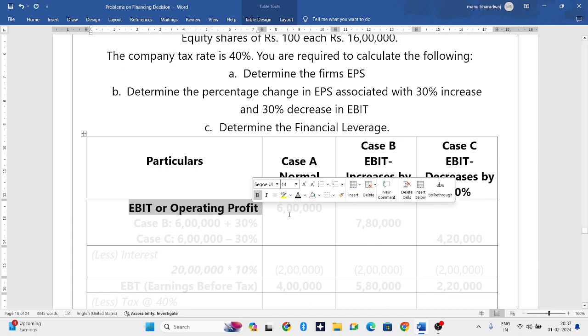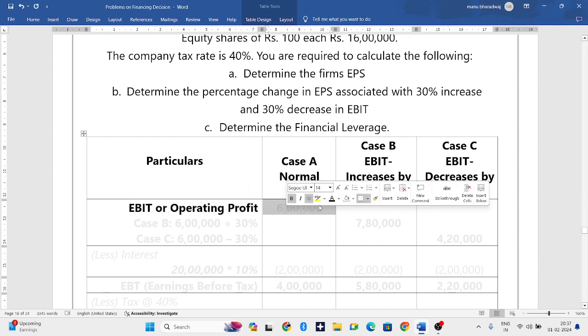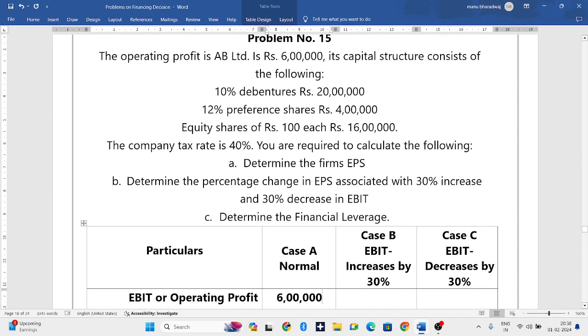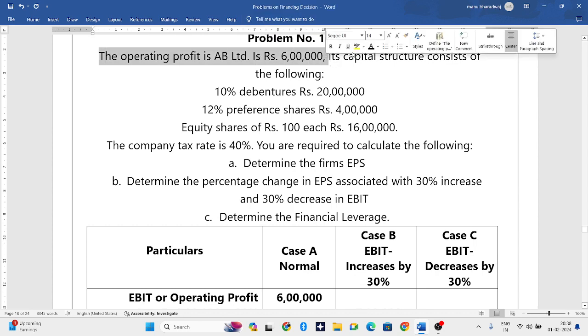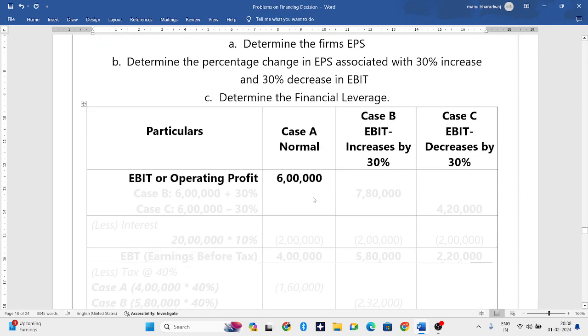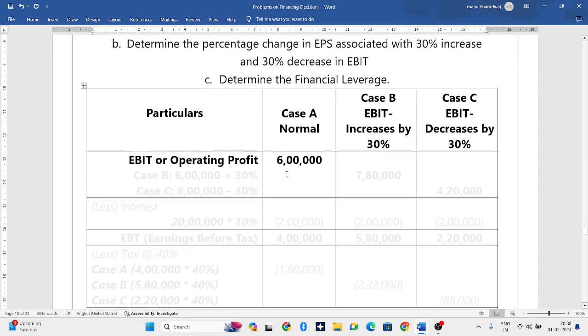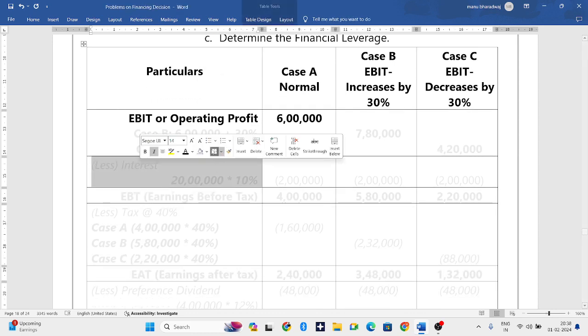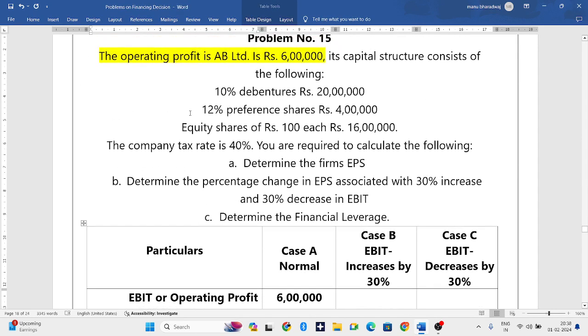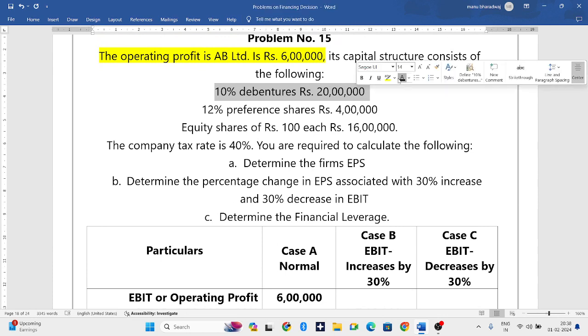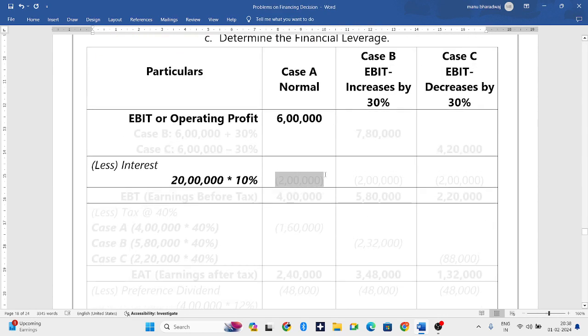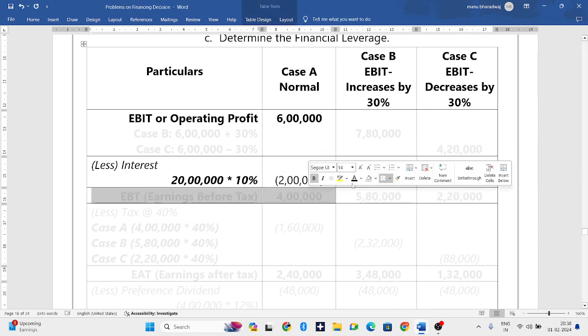So first one is EBIT or operating profit. The operating profit of AB Limited is 6 lakh rupees. So from the EBIT of 6 lakh, we have to subtract the interest we have to pay. We have 20 lakh debentures, so 10% is the interest we have to pay. It will be 2 lakh rupees. 6 lakh minus 2 lakh is 4 lakh rupees.